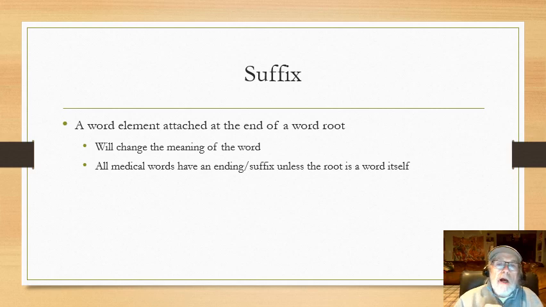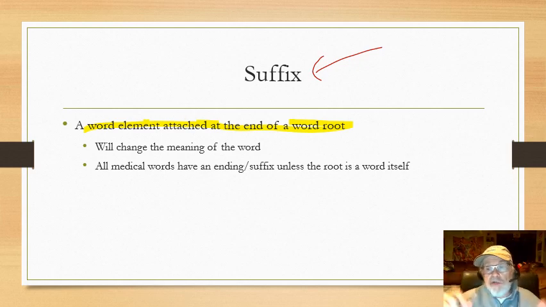Okay, let's talk about some other parts of a word. Let's talk a little bit more about a suffix. A suffix is that word element that's attached at the end of the word. So it's at the end of a word root. Sometimes we have a prefix and suffix without a word root. That's fine. That would be a possible way of making a word down the road.